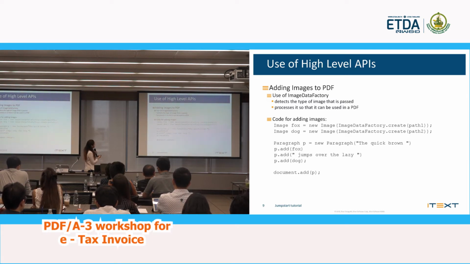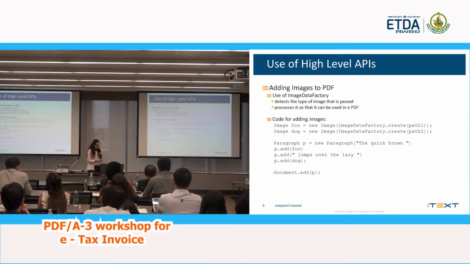So this is the code for adding images. You define your new image. This is the path. Path is where your image is placed. You add some text. After the text, you want your image to appear. Then you add some more text, and then you want your next image to appear. And then you add the whole paragraph to the document.